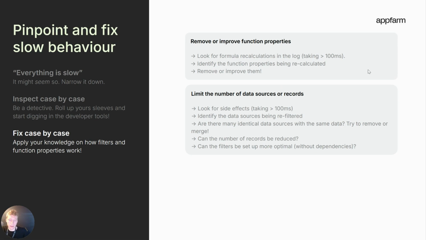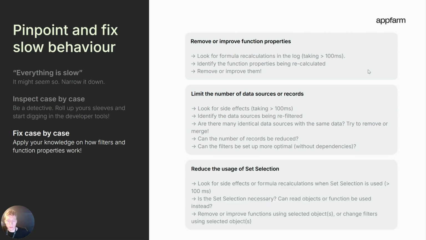And take a look at the filtering as well. Can the same filtering be done without dependencies, or can the filtering even be improved so that fewer objects are read into the app? You can also try and reduce the usage of the set selection action node. Look out for these side effects, again, where it takes over 100 milliseconds, and consider, is the selection even necessary? Could you use object in context instead? Could you read objects? Could you use a function instead?